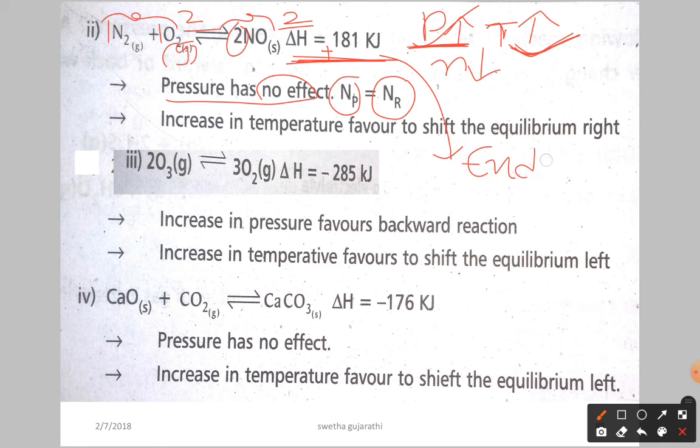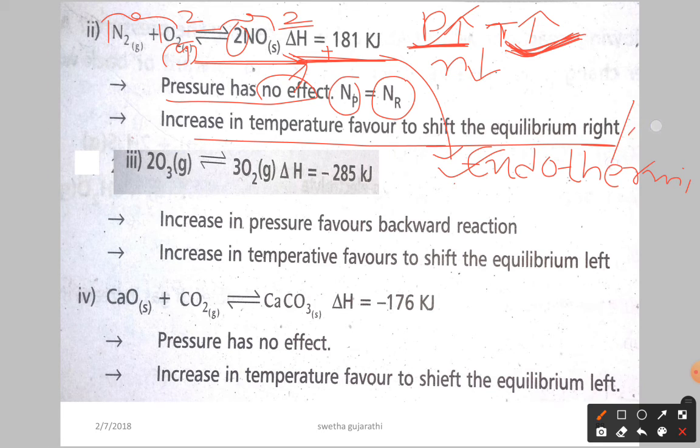Endothermic reaction means the reaction needs heat. Here the reaction needs the temperature, and you are also going to increase the temperature. So this is favorable for the forward reaction, or the equilibrium shifts toward the right. So an increase in temperature favors shifting the equilibrium right, or you can write it as the forward reaction.